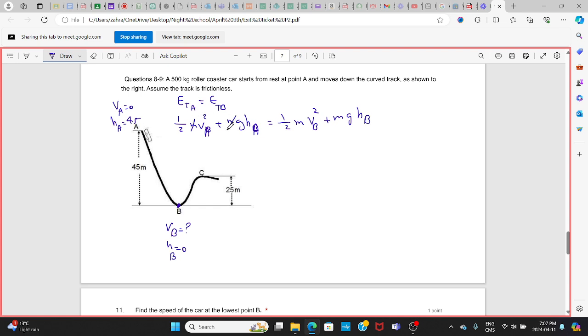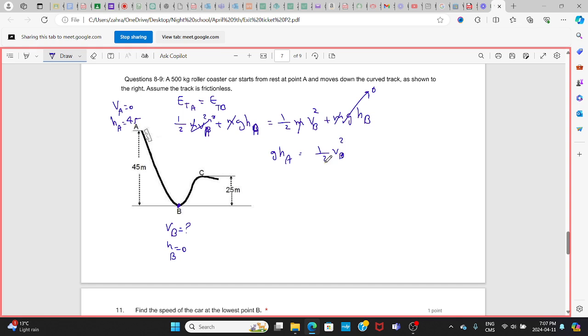So again, I can cancel masses, right? Each term. And I do not have velocity for point A, so that term would be 0. What else? I do not have hB, so that term is 0. I'm just going to write it down. gh_A now is equal to half vB².